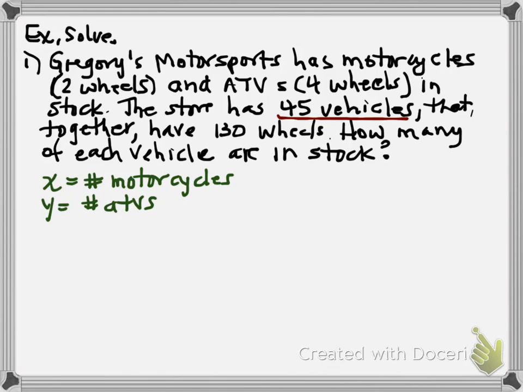Oh, people, this isn't rocket science. This is easy. I have a total number of vehicles. There's a pile of motorcycles and there's a pile of ATVs. What mathematically am I going to do with them? I'm going to add them, okay? Jonah, tell me again. X plus Y. Yeah. The number of motorcycles plus the number of ATVs equals 45 vehicles. Okay? So everybody should be writing this down.